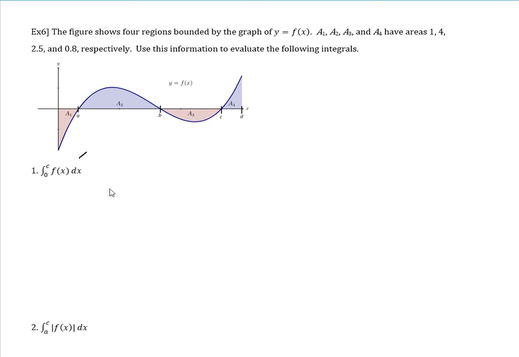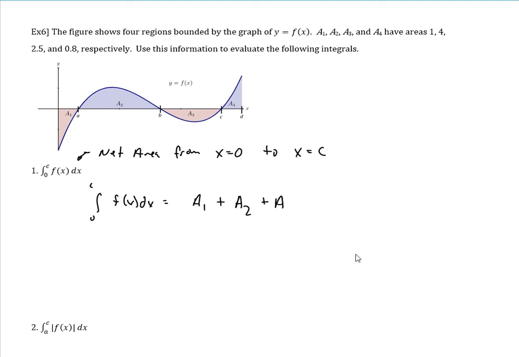So this one right here is the net area from x equals 0 to x equals c. So that's the net area. What this becomes, let's write it, the integral from 0 to c of f of x dx is equal to, all right, so we have area 1 is below the x-axis. So area 1, I'm going to write it as area 1 plus, but we'll mark it in a certain way, plus area 2 plus area 3. So that goes from 0 to c. So I have my 3 regions that are from 0 to c.